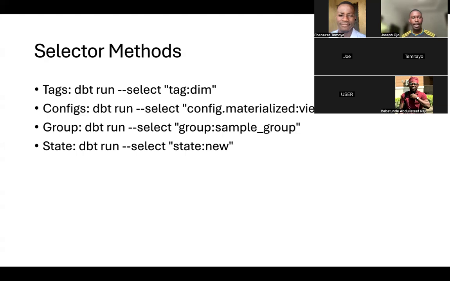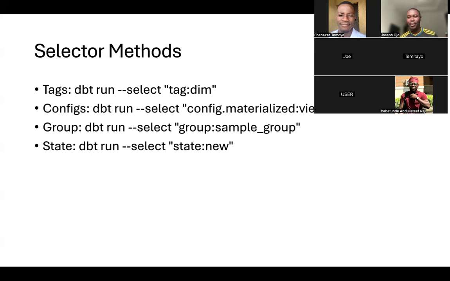Another selector method that is also less popular is called groups. This works almost the same as tags, but it is different. You use this to group models, so you can have something like a finance group, marketing, and the like. There are different ways that this can be used, but in this context, you can use groups to select models to run.